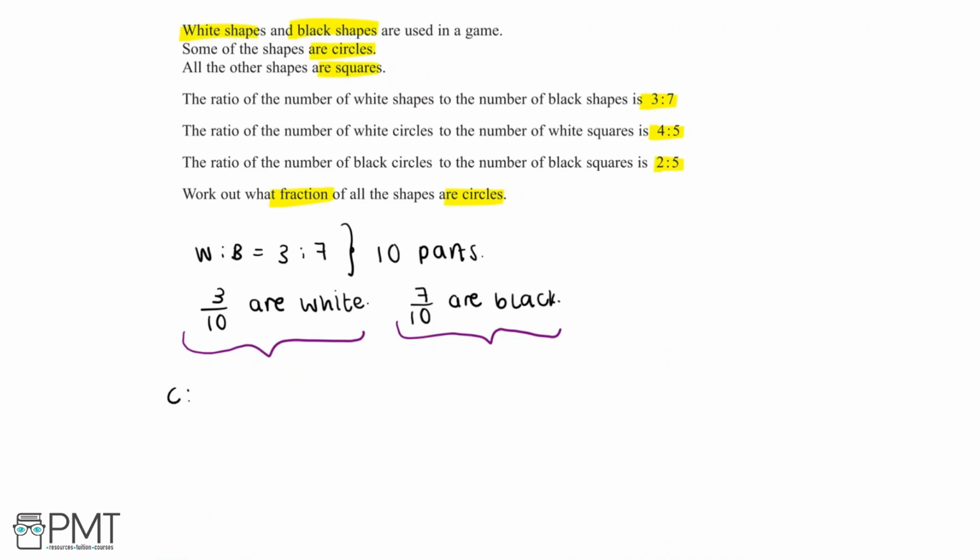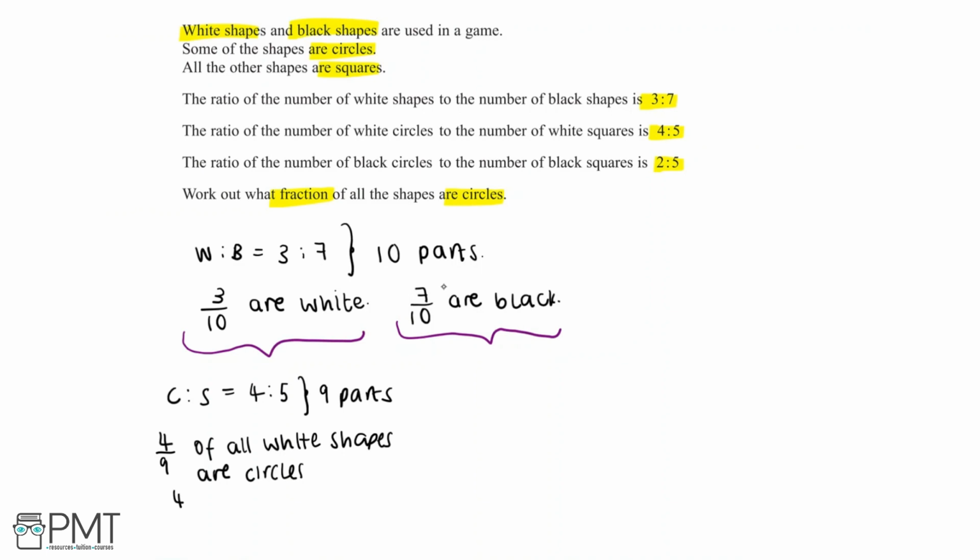If we have circles to squares equals 4 to 5, we can do the same thing that we did above. There are a total of 4 plus 5, which is 9 parts. And we're only interested in the number of shapes that are circles. So we can say that 4 out of 9 of all the white shapes are circles. And we know that 3/10 of the shapes used in the game are white. So we can say that 4 over 9 multiplied by 3 over 10 is the proportion of circles which are white. And then we can do the same here for the black shapes.